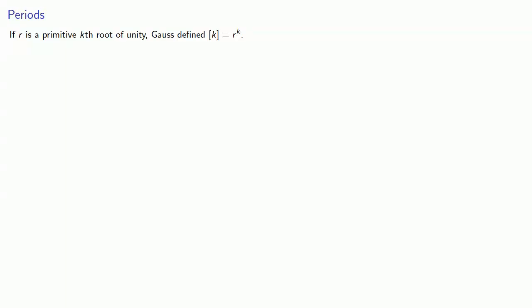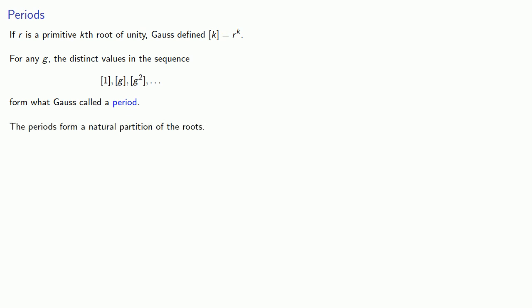If R is a primitive kth root of unity, Gauss defined bracket k to be R to the power k. And for any g, the distinct values in this sequence form what Gauss called a period. These periods are important because the periods form a natural partition of the roots. One useful simplification: if we think of the indices as formed by repeated multiplication by g, we can simplify as we go along.